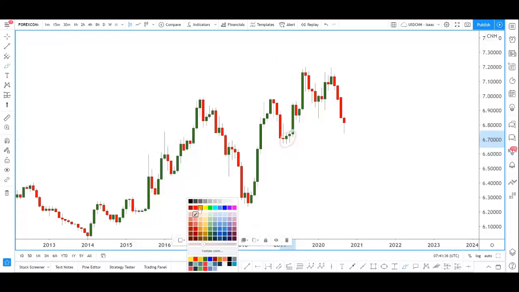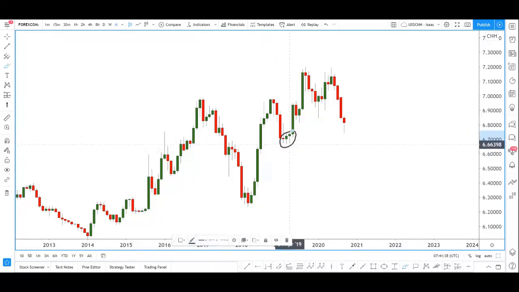Let me just change the color. Price made a low over here. It pushed all the way up to a high, came back down, made a low. And then after that pushed up to another high, same high actually, and when it came below, it broke below this neckline. Now this is a very classical chart pattern, otherwise known as a double top.